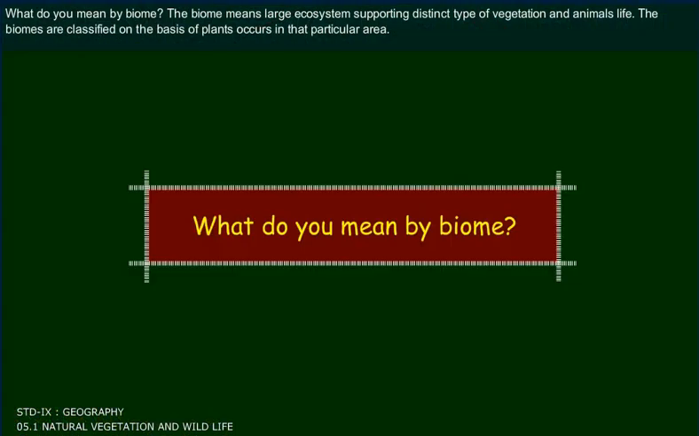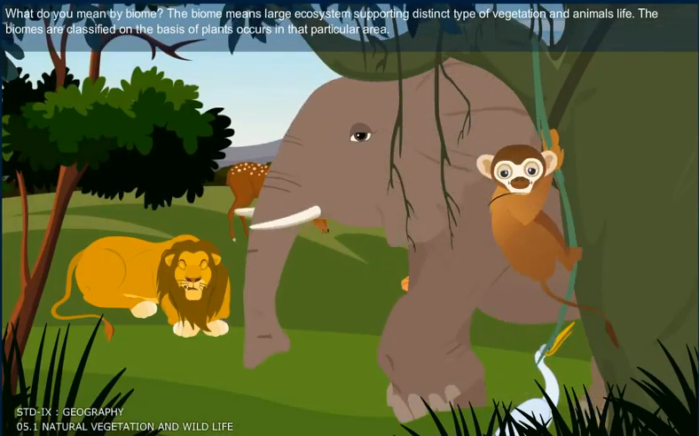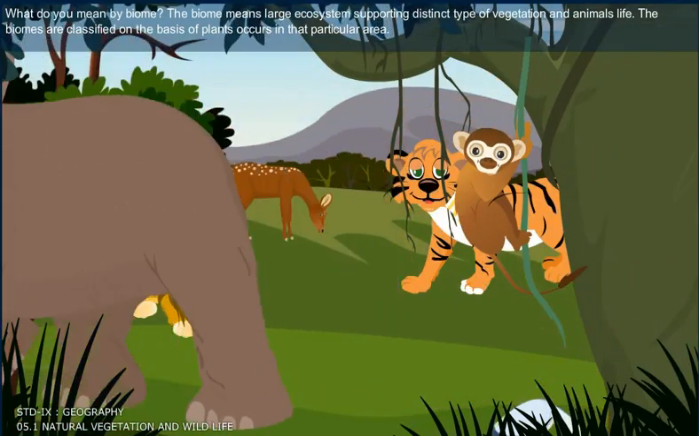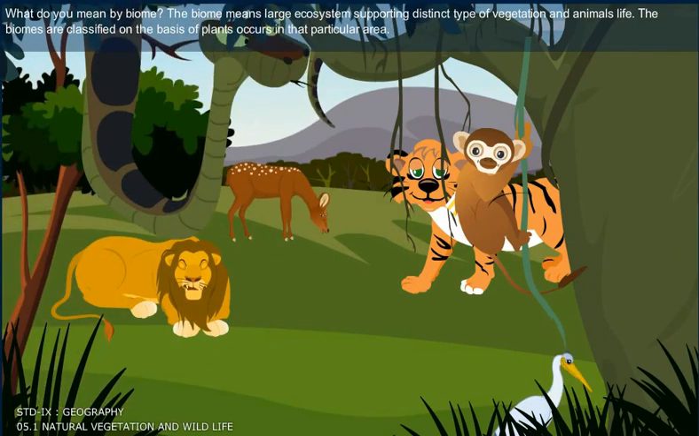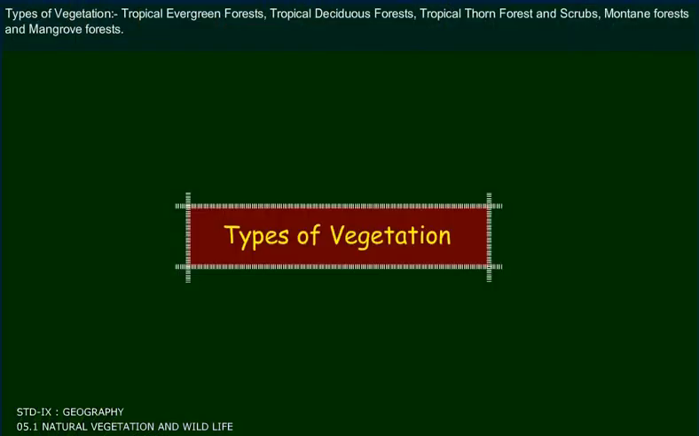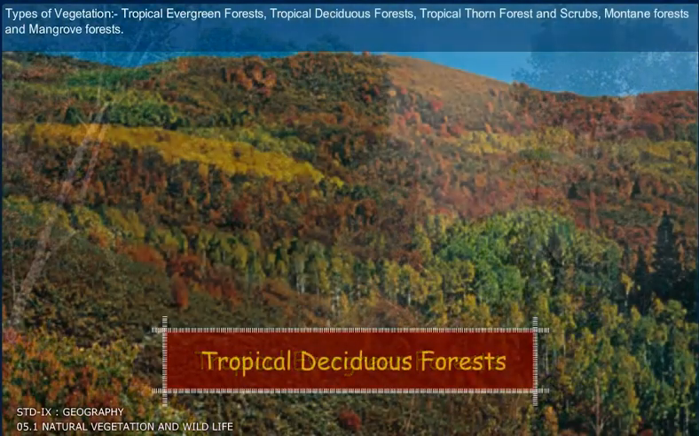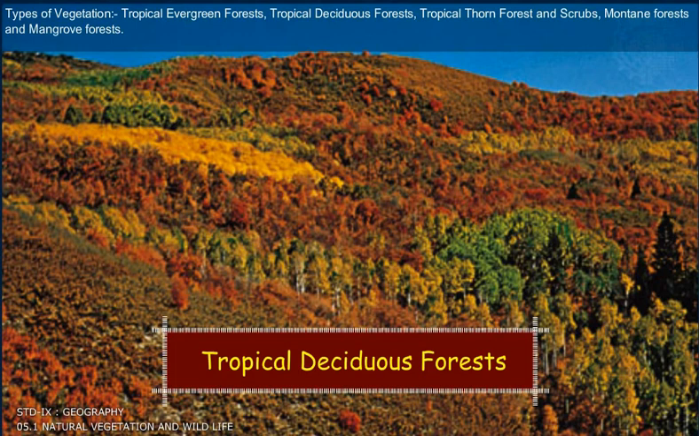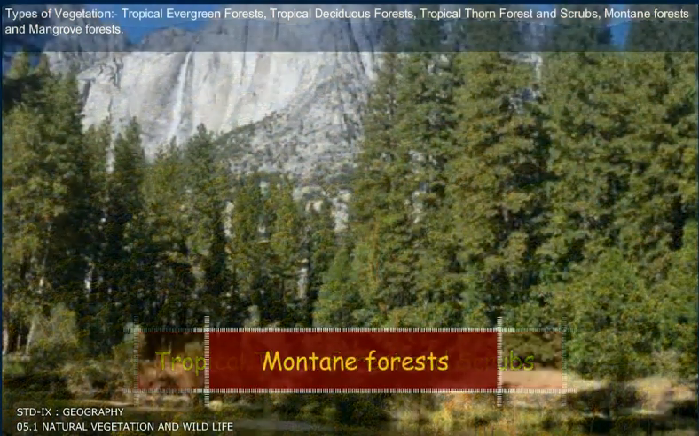What do you mean by biome? The biome means a large ecosystem supporting distinct types of vegetation and animal life. The biomes are classified on the basis of plants that occur in that particular area. Types of vegetation: tropical evergreen forest, tropical deciduous forest, tropical thorn forest and scrubs, montane forest and mangrove forests.